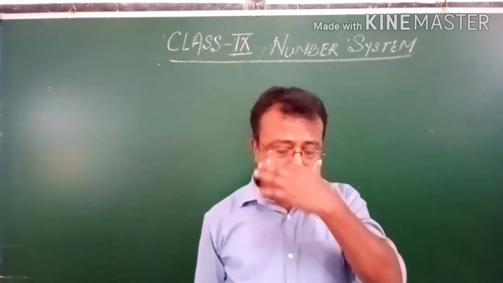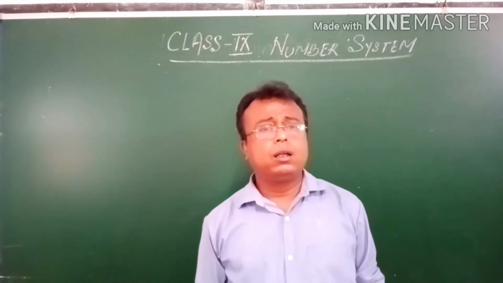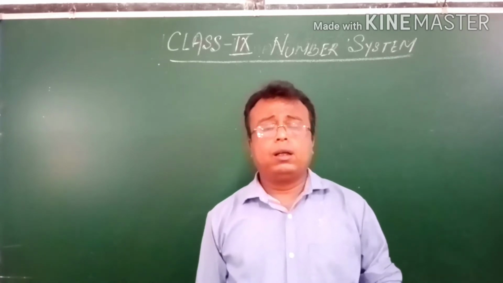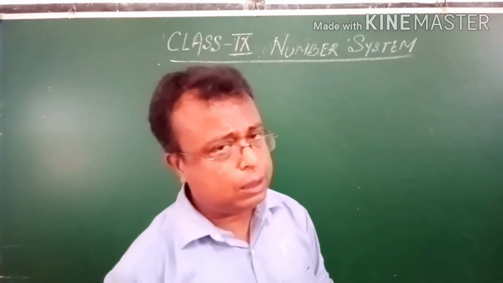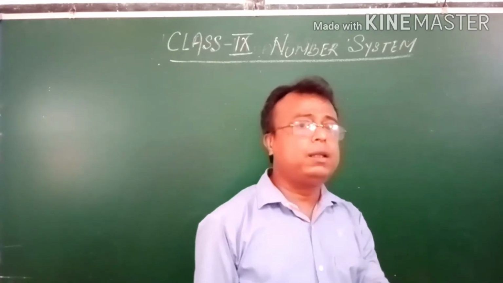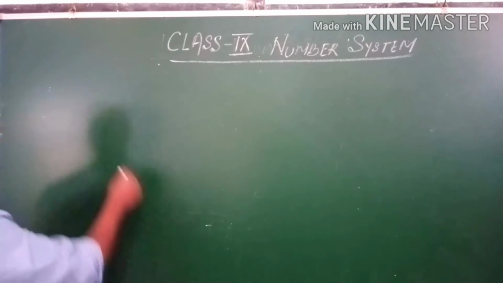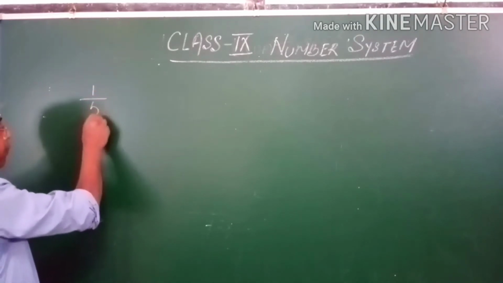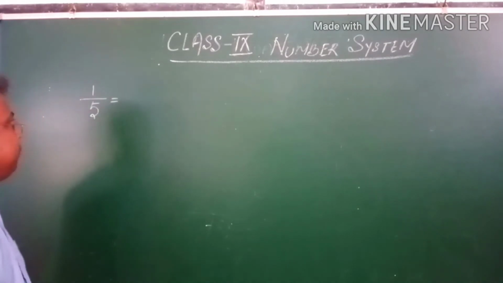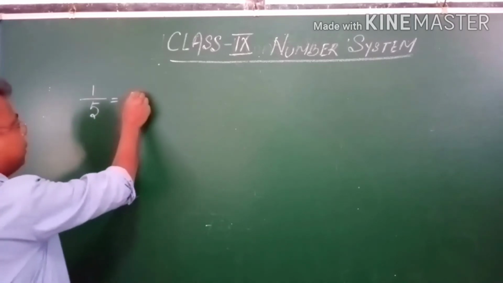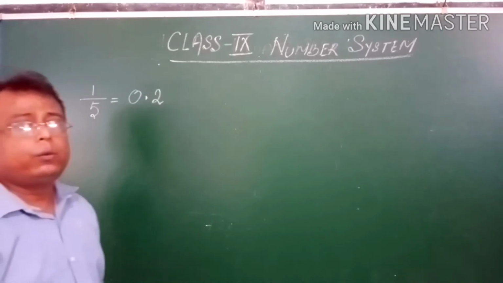Okay. Now today we are going to learn about what? Irrational numbers. Okay. So before coming to the topic of irrational numbers, let us discuss a little bit more about rational numbers. Suppose here I am writing 1 by 5. So what is the decimal expansion? When you divide 1 by 5, you will get the answer 0.2. Correct? 0.2 we got as the answer.